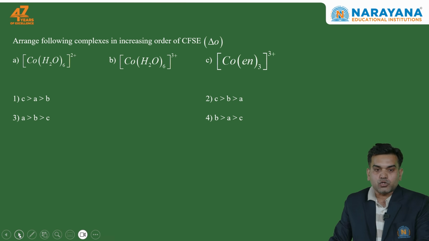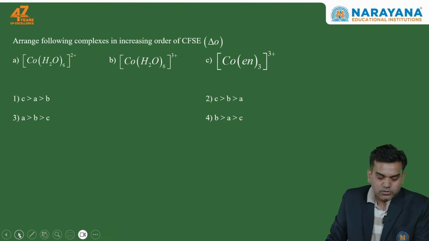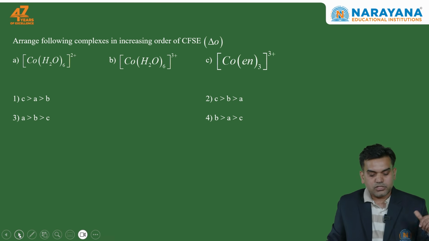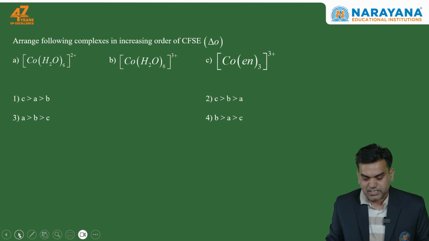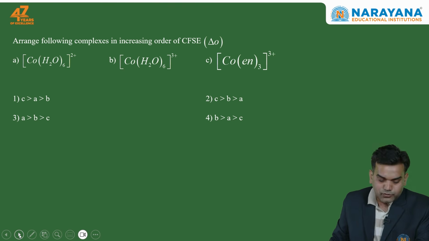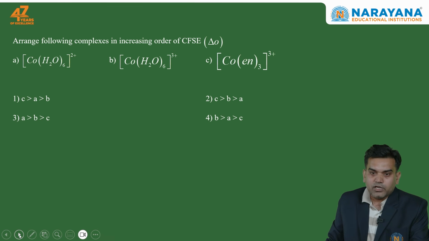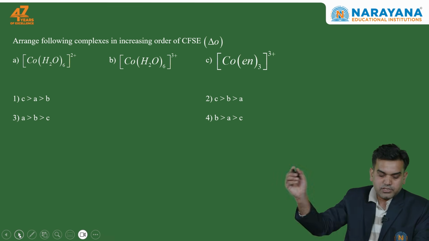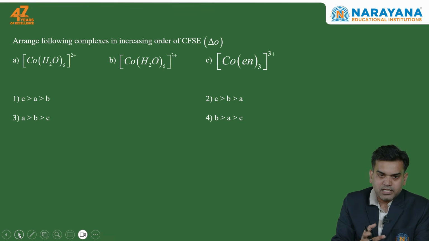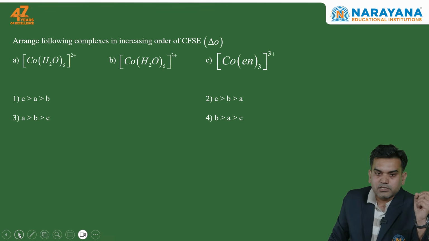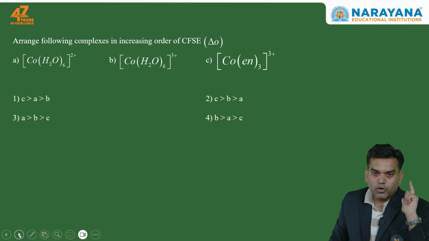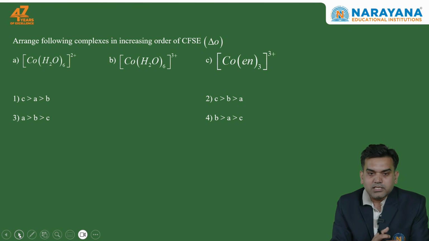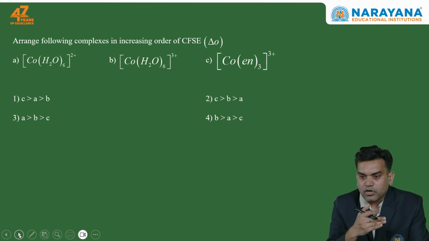This question belongs to coordination chemistry, coordination compounds. The question is asking, arrange the following complexes in the increasing order of delta O, that is CFSE. For CFSE, we have to understand on what factors CFSE depends. CFSE depends majorly on two factors that are changing here. The metal cobalt is in all three complexes, but they have changed the ligand and the oxidation state.